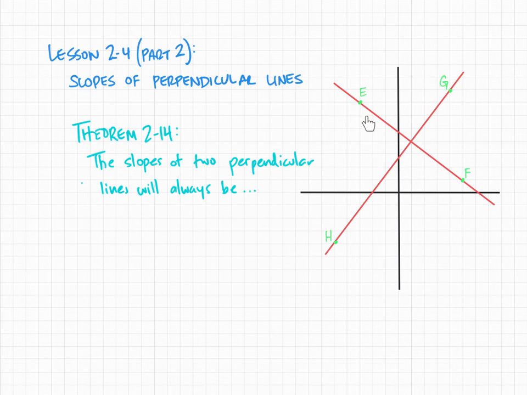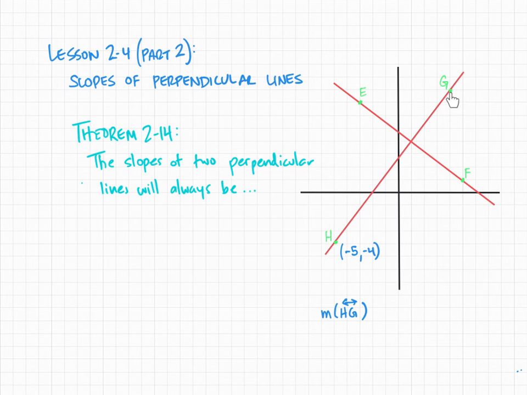So the first thing I'm going to do is calculate the slope of each of these lines. Let's do the slope of line HG first. I need to know the coordinates of a couple points on line HG. So we'll look at H here. I'm going to go with the origin. I'm going to go left 1, 2, 3, 4, 5, and then down 1, 2, 3, 4. So I went left 5 and down 4. That gives it a coordinate of -5, -4.